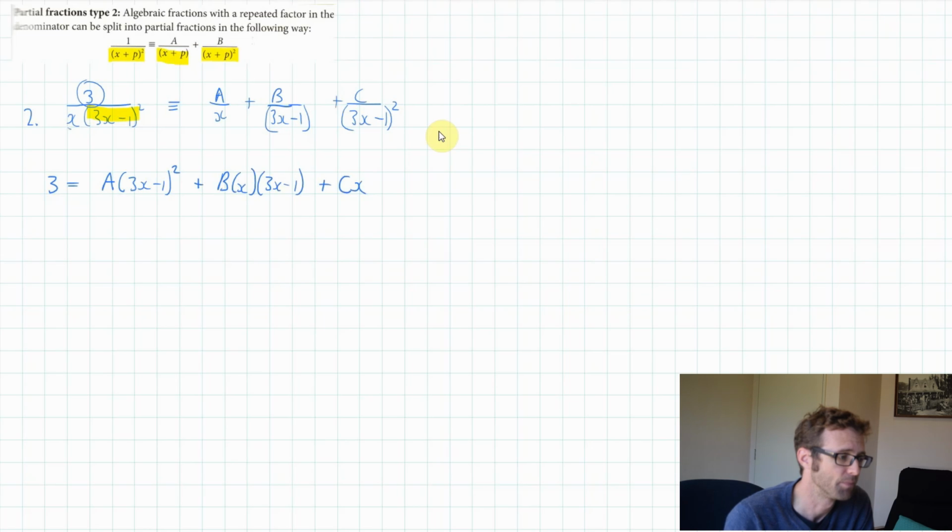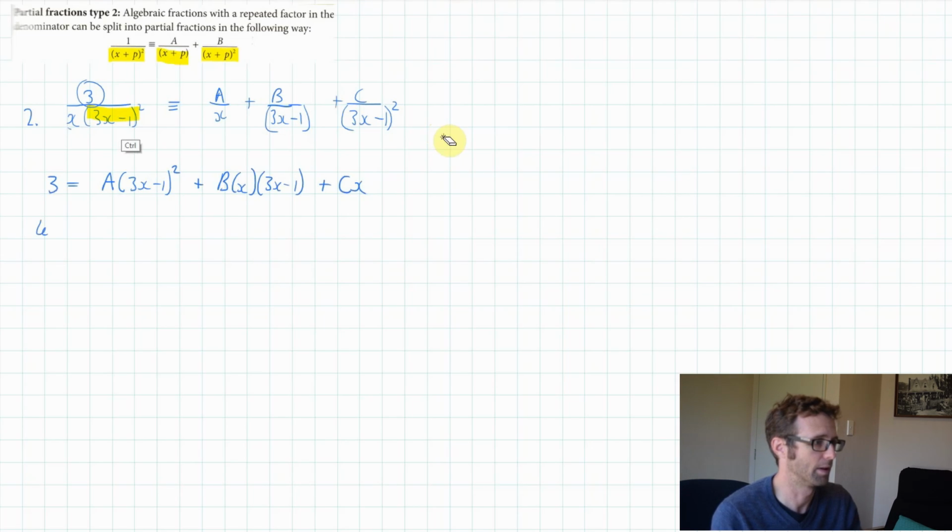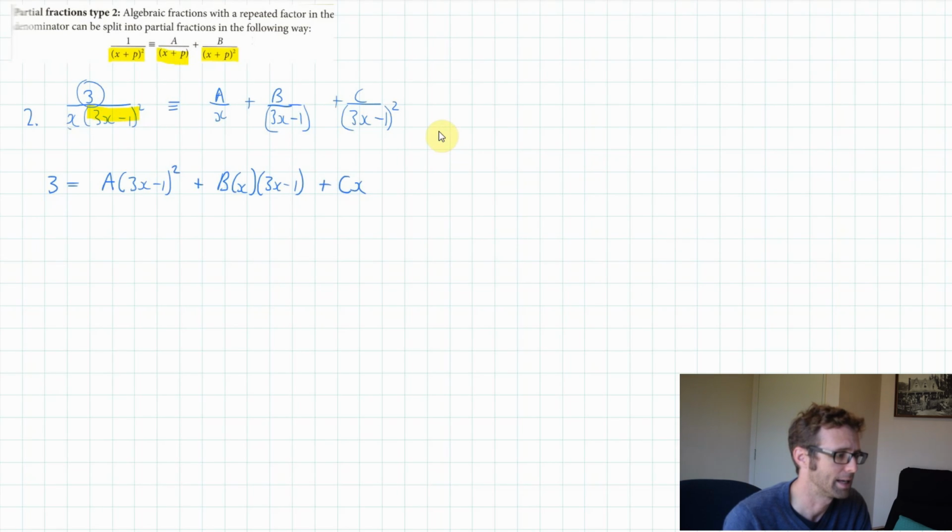So at this point, I'm going to say, let x equal 0. And when it does, I get 3 is equal to, 3 times 0 is 0, minus 1 squared is 1. So a. And then that's it. Because b times 0 will be 0 and c times 0 will be 0. Right, so we've got our a.